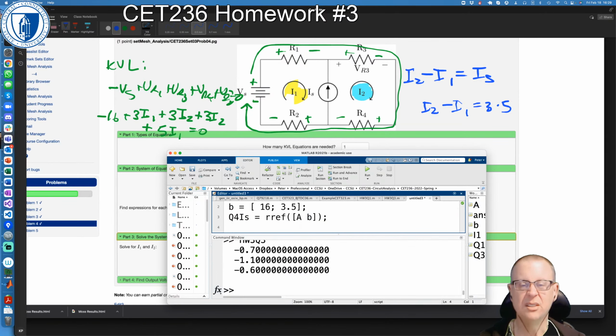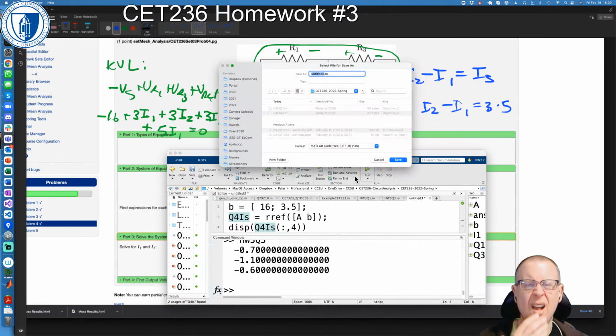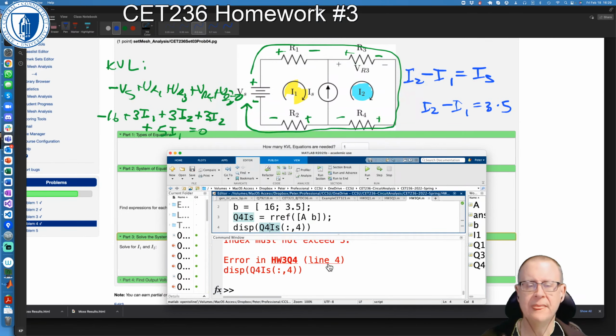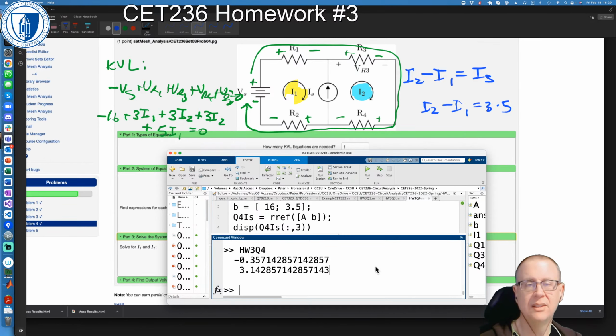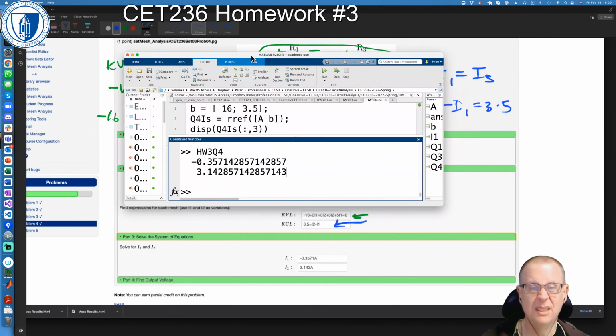Right, and then I just need to display Q4 I's, and that should give me, and we want to save that in Q4. Oops, and I should have changed the size, because we now have, so there's our answer, and it matches what's there.